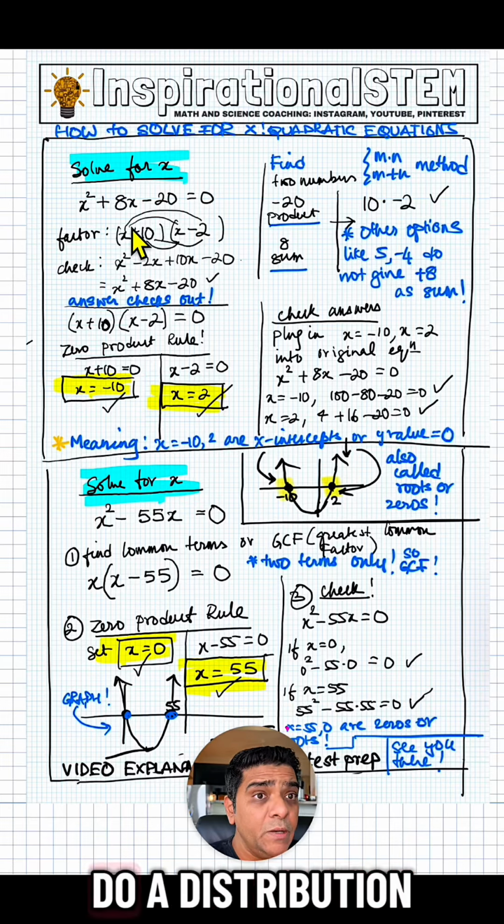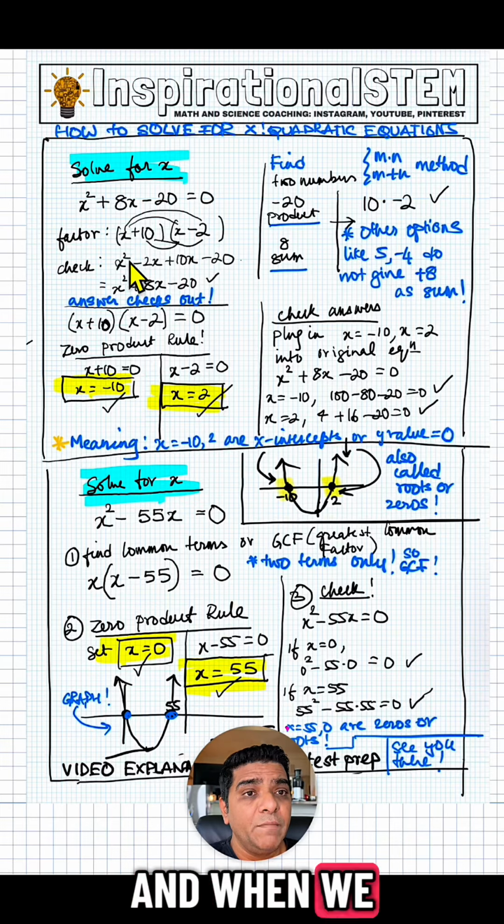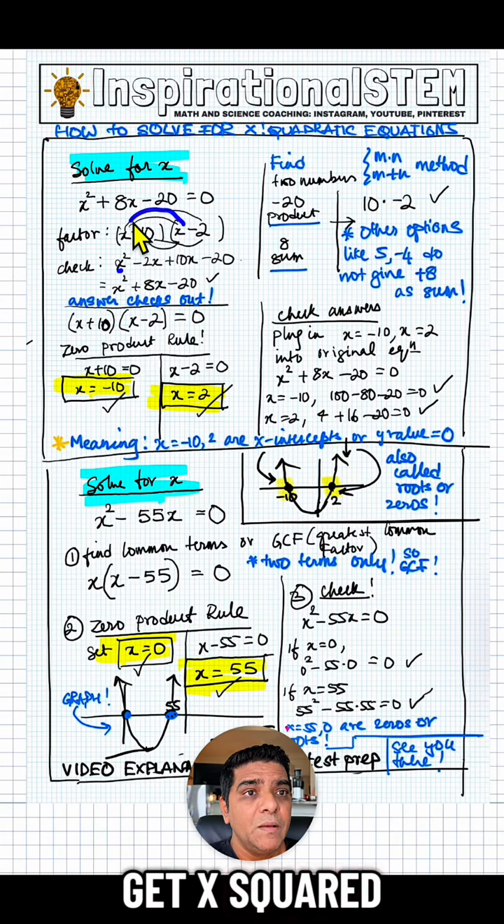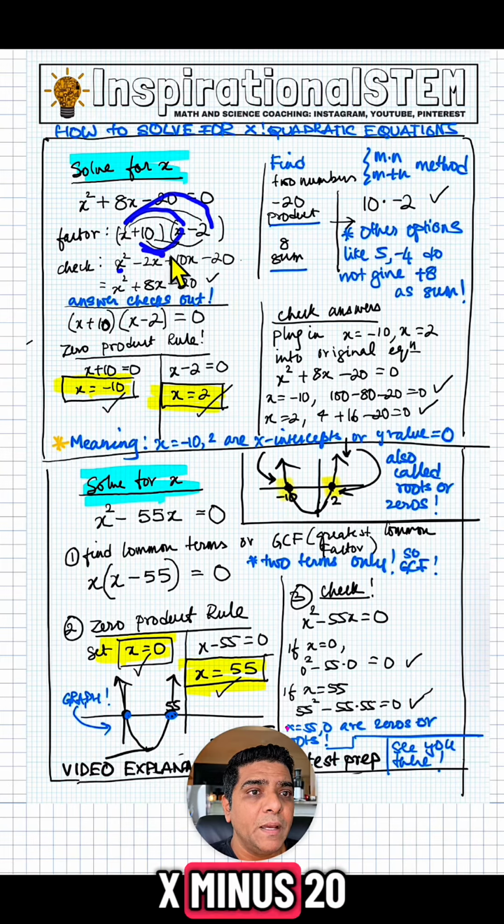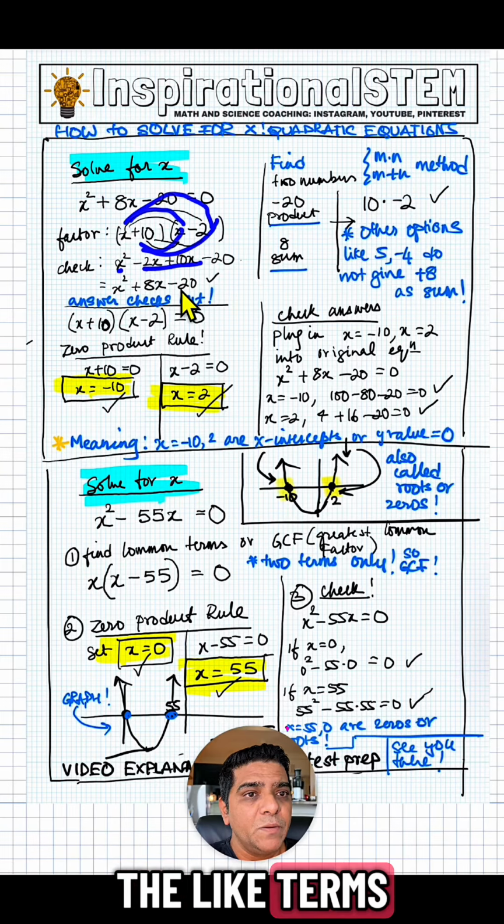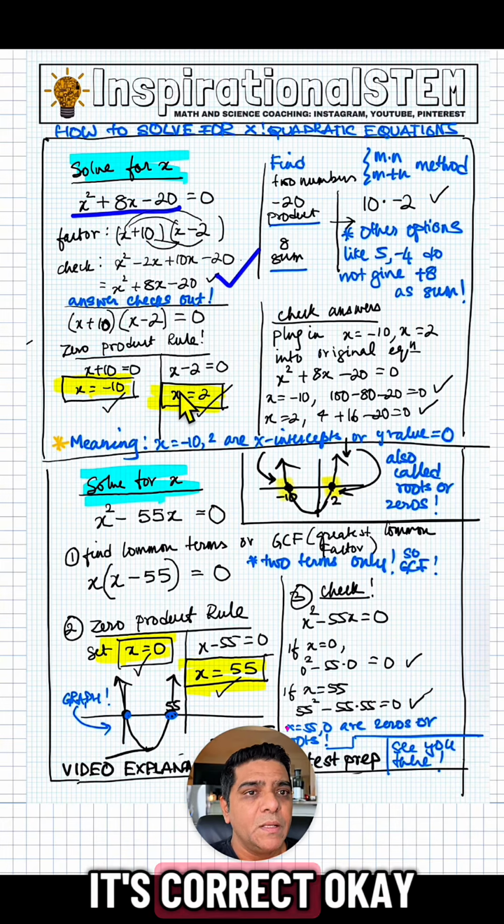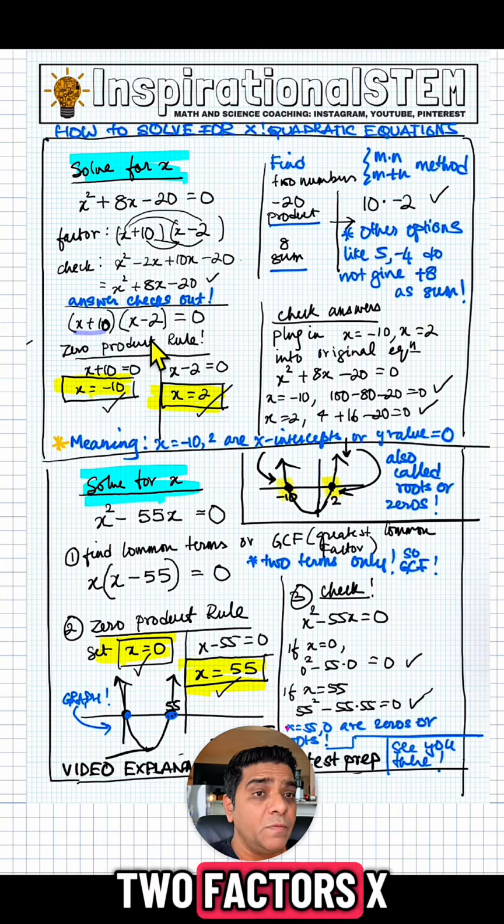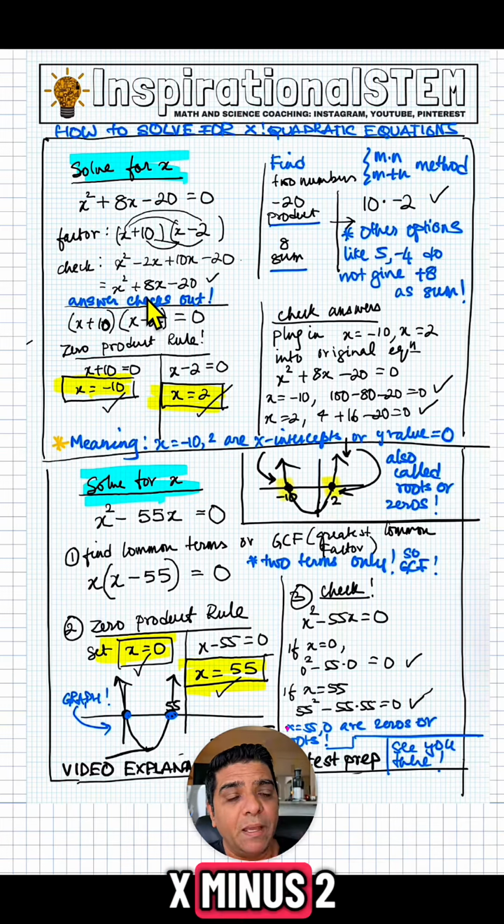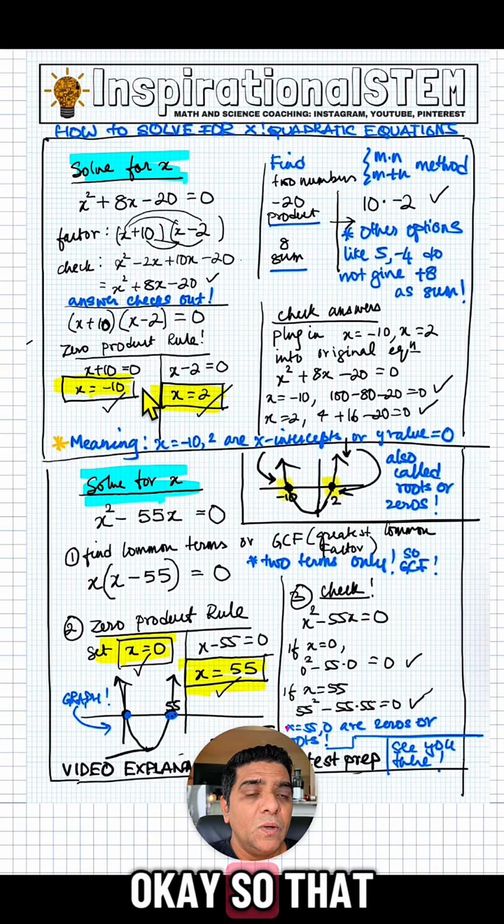Now if you want, you can quickly do a distribution on those. And when we do that, we get x squared minus 2x plus 10x minus 20. So then you combine the like terms and you get back the original quadratic equation. So we know it's correct. Okay, so now these are our two factors, x plus 10 and x minus 2. Okay, so that is equal to 0.